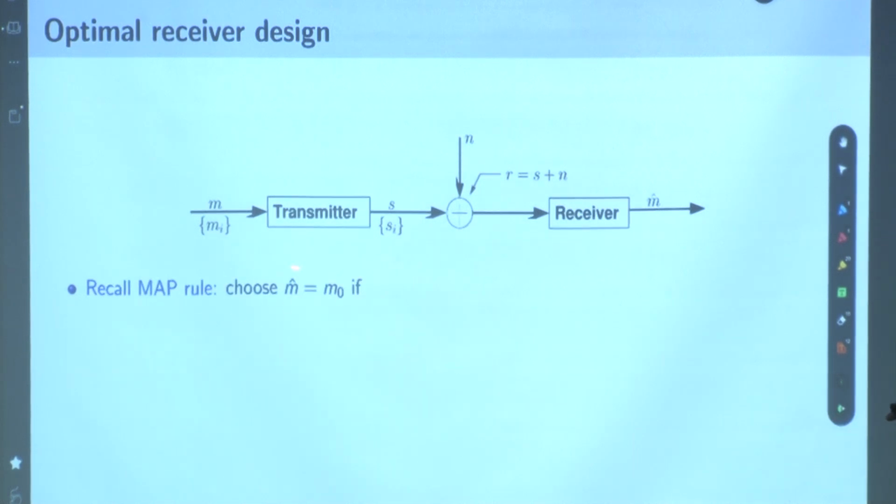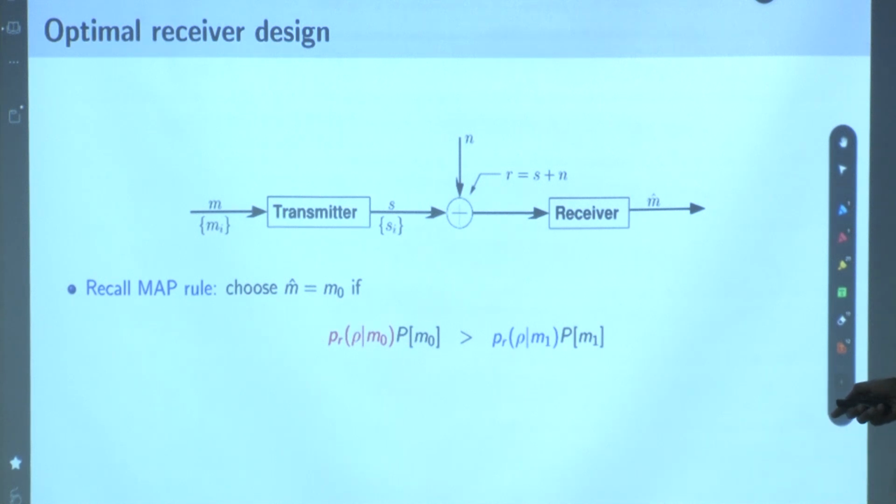What is our MAP rule? Choose M hat equal to M0 if P of rho given M0 into P of M naught is greater than P of rho given M1 into P of M1. This is MAP. I am still not assuming that P of M naught is equal to P of M1. So what does the MAP rule say? Choose M naught if this probability is greater than this probability. And what was our objective? Our objective was to calculate this PDF, and I calculated exactly that on the last slide.